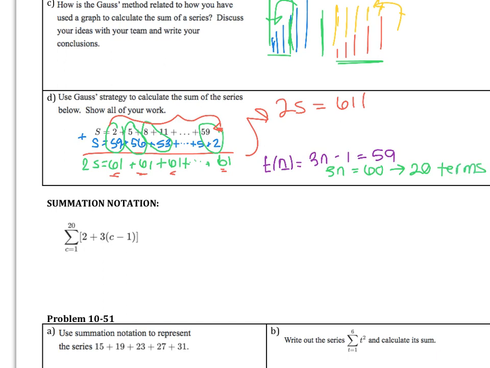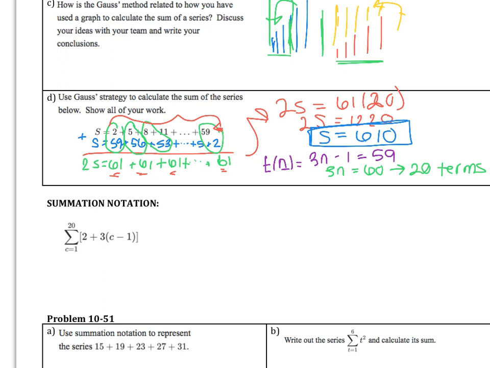The reason we needed that information is because now we know that right here when we're adding 61 repeatedly, we are adding 61 20 times. So then we can finish the problem over here by writing 2s equals 61 times 20, or 2s equals 1,220, and then divide that by 2, and we get s equals 610. That's the sum.